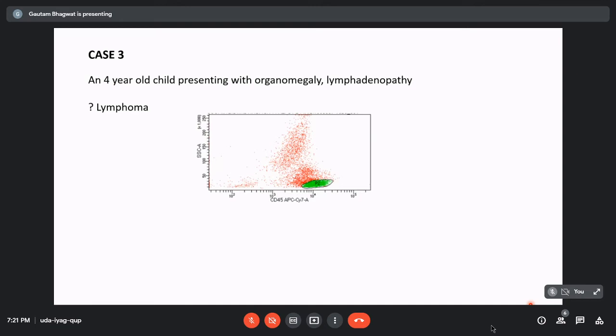The next case is an interesting case of a 4-year-old child presenting with organomegaly and lymphadenopathy. There was also lymphocytosis in the peripheral blood. First it was thought to be a leukemia, then the clinical query went toward some kind of lymphoma. We also did the entire panels for leukemia and lymphoma. But going into the diagnosis, I'm just presenting a few of the plots here. The population of interest is these lymphocytes, with low side scatter and bright CD45 expression.